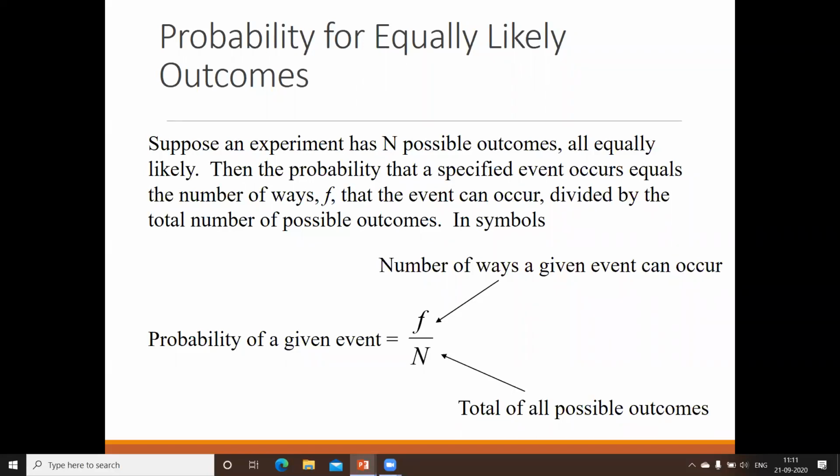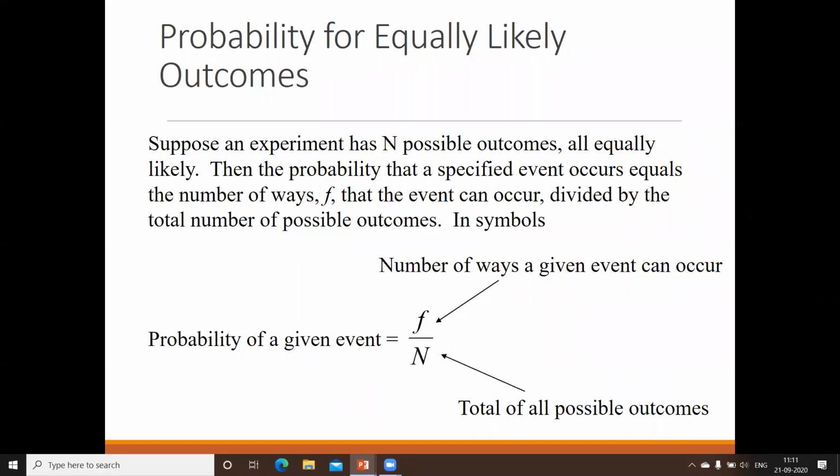So every outcome has an equal chance of occurring. Then the probability that a specified event occurs will be equal to the number of ways a given event can occur divided by the total of all possible outcomes, which can be represented in this formula given down here. That is F upon N, where N is nothing but your total possible outcomes, and F is the number of ways a given event can occur.